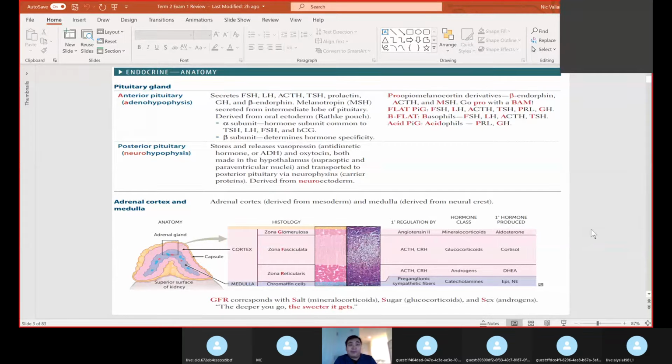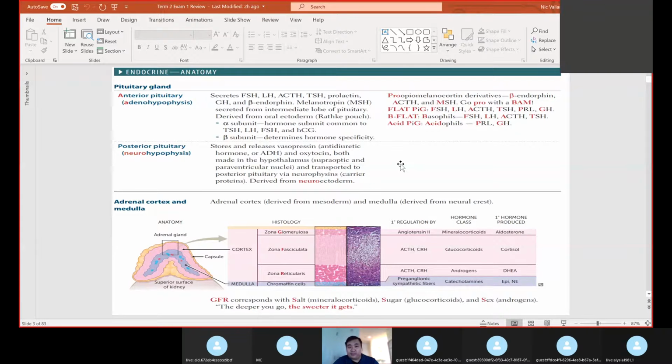Now let's talk about the pituitary gland, anterior and posterior. Your anterior pituitary, or adenohypophysis, secretes a lot of hormones. You need to know them: FSH, LH, ACTH, TSH, prolactin, GH, and beta endorphin. Don't forget that melanotropin, MSH, is secreted from the intermediate lobe of your pituitary. High yield. The anterior pituitary is derived from oral ectoderm, specifically the Rathke's pouch.